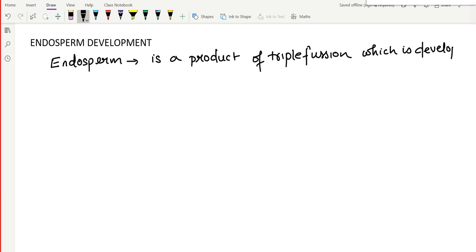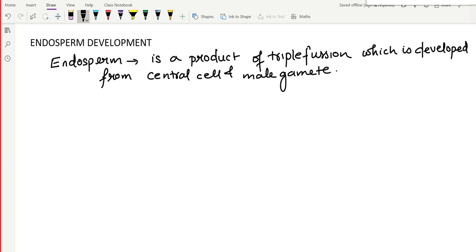So it is a product of triple fusion which is developed from central cell and male gametes. Now, talking about central cell, if you remember, they have two nuclei, and you have one nucleus which is of your male gamete.